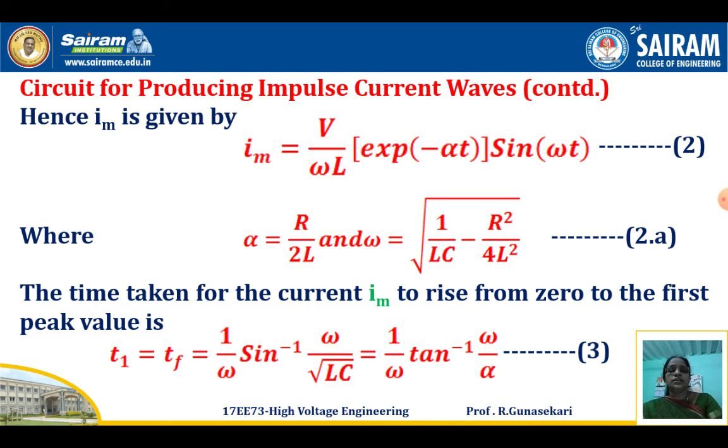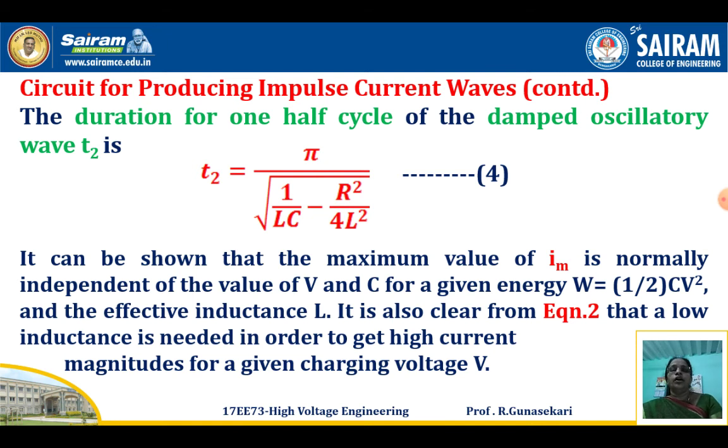By using this formula, you can find out the time taken for the impulse current waveform Im from 0 to the first peak value. Now, the duration of one half cycle of the damped oscillatory wave is the time period t2. How to calculate t2? t2 equals pi divided by the square root of 1 by LC minus R squared divided by 4L squared.